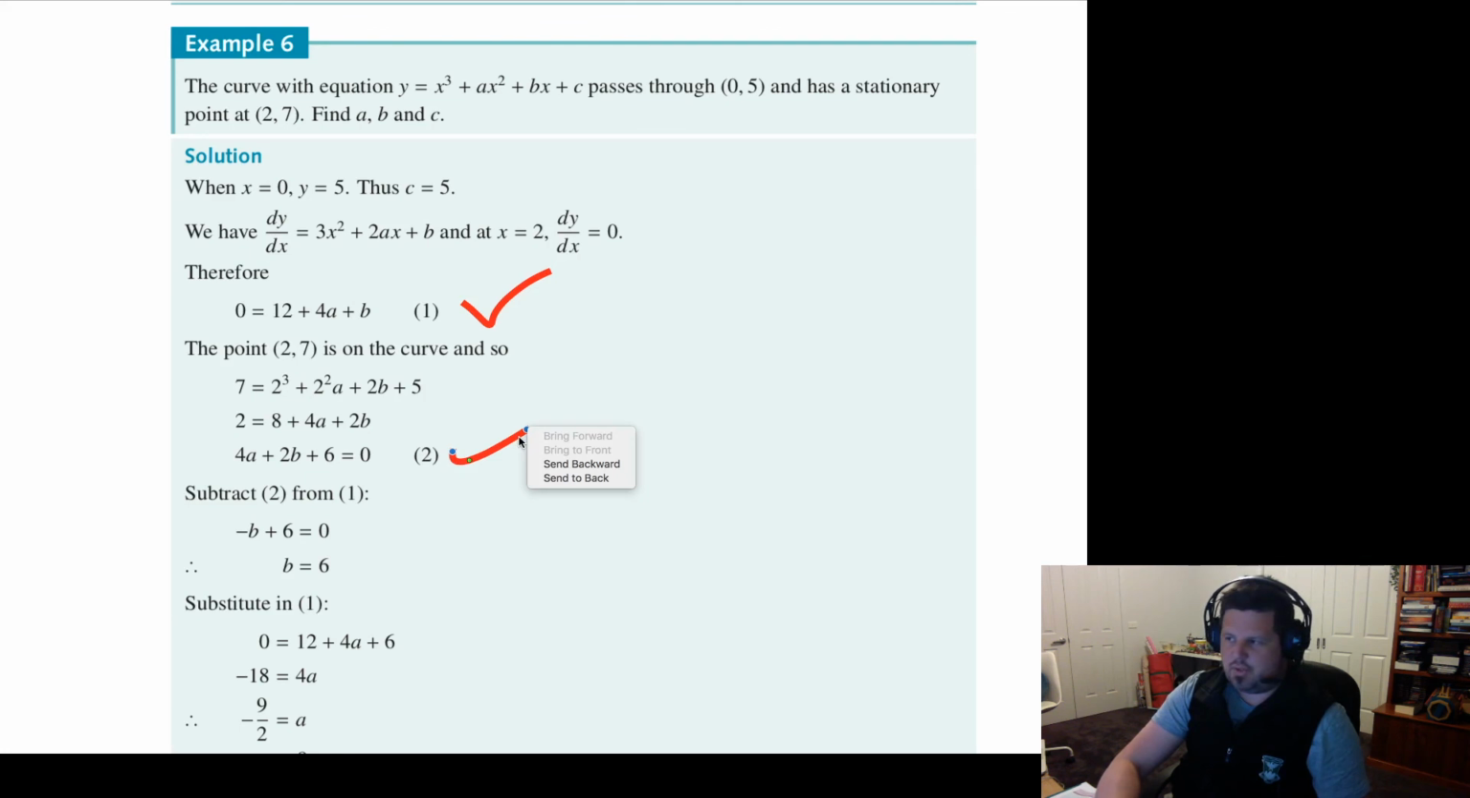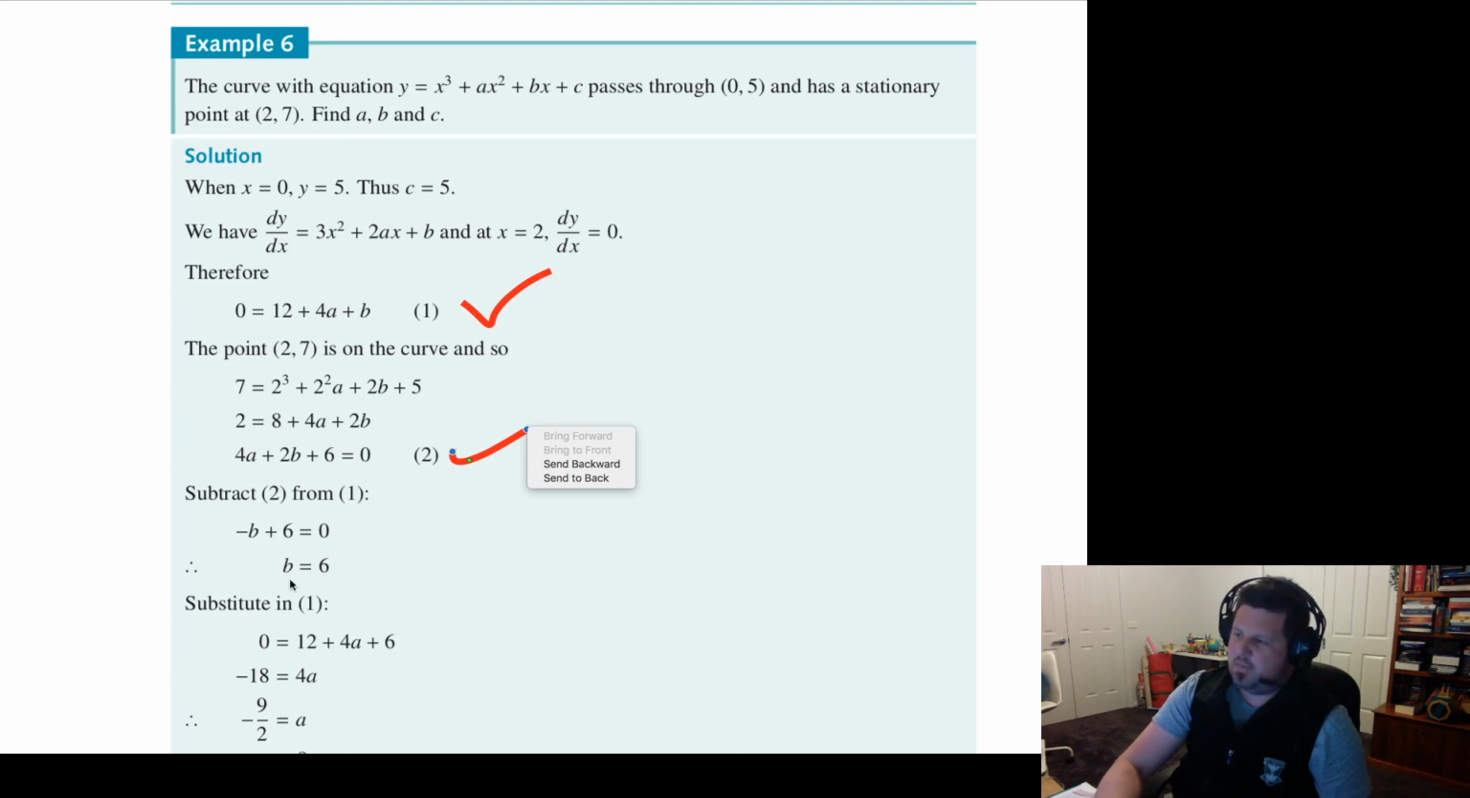When you have two equations with two variables, you can use simultaneous equations to solve them. It's up to you whether you use elimination, the substitution method, or a CAS calculator. Ultimately, you should get the same answer. In this particular case, they're doing the elimination method and subtracting equation number 2 from equation number 1, which simplifies down to b being equal to 6.